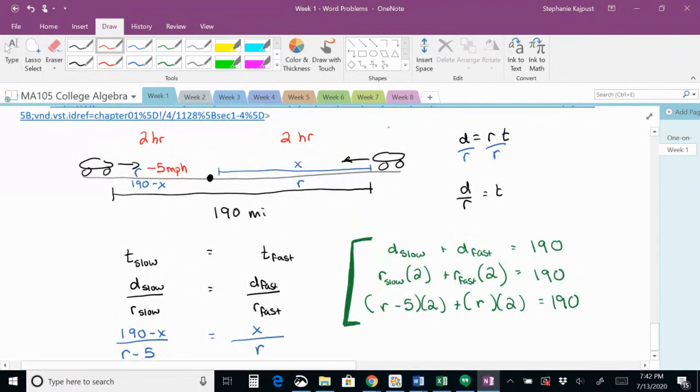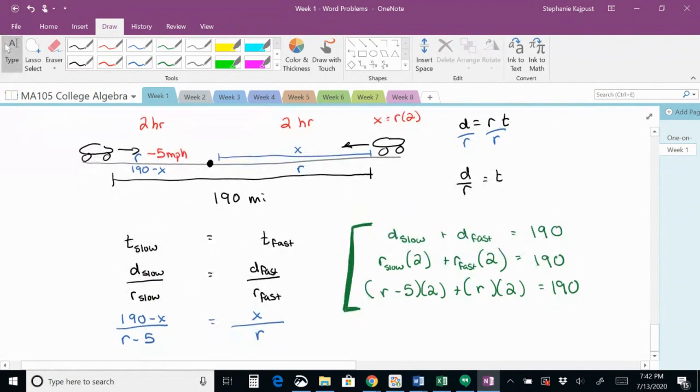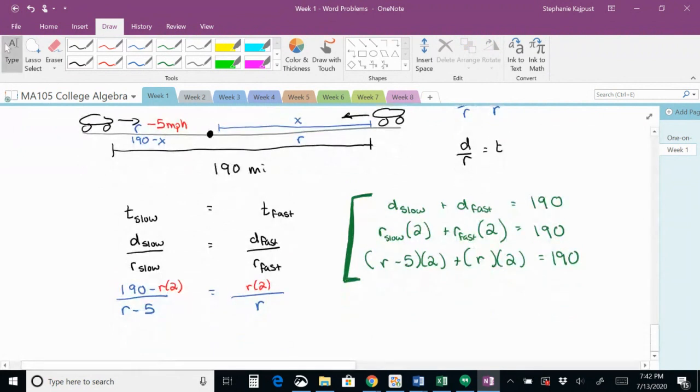So for this car, we know it went some sort of distance, we called it x, equals r times 2. So you could replace your x with r times 2 by using that 2 hours. And then you can solve this. But it's a proportion, so it's going to be a lot more steps here, because you are going to have to cross multiply. You'd have to multiply these together, and then you would have that equal to the other direction for the multiplication. You'll get the same answer, it's just going to be a lot more steps.